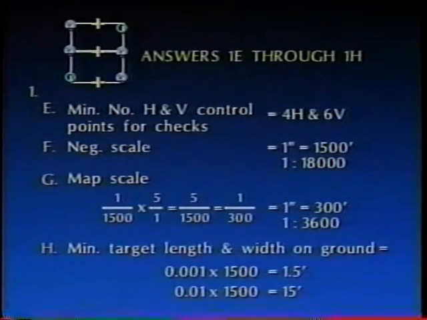In the first model, at the bottom of the little diagram, there are 3 horizontal control points and 4 vertical control points, but 2 of the horizontal and 2 of the vertical control points will also control the second model. For the second model, we need to add 1 horizontal and 2 vertical points for a total of 4 horizontal and 6 vertical. This is the grading plan answer to 1E.